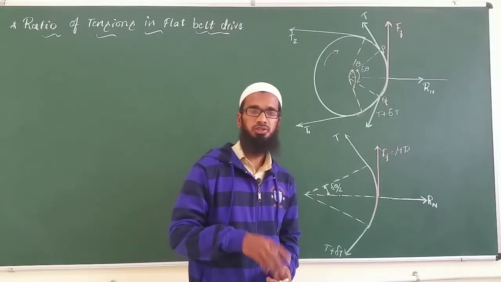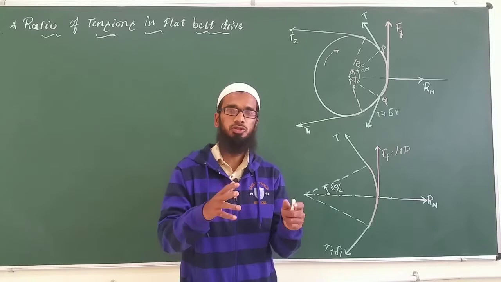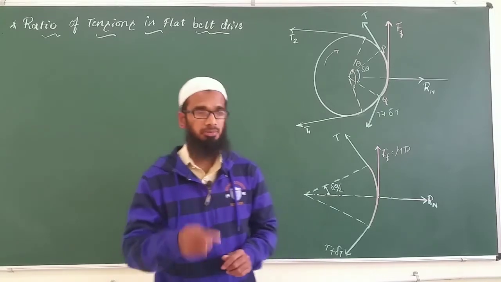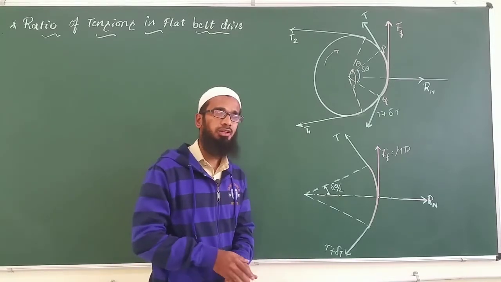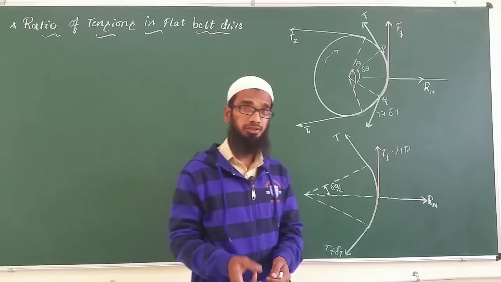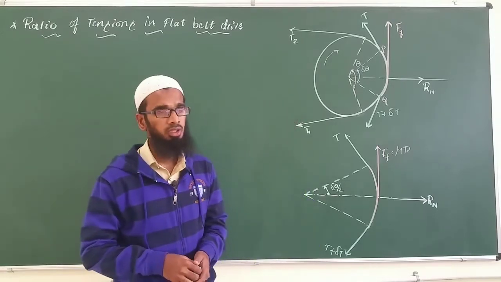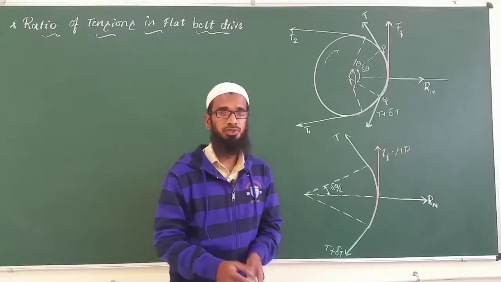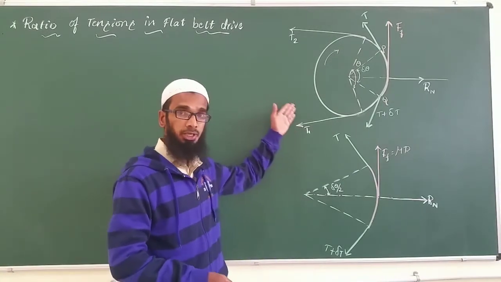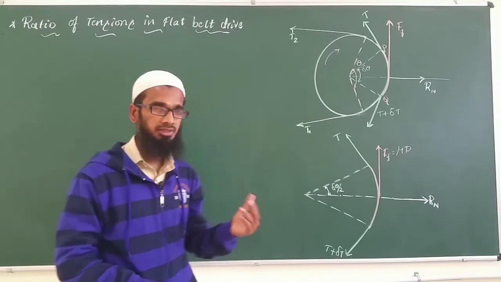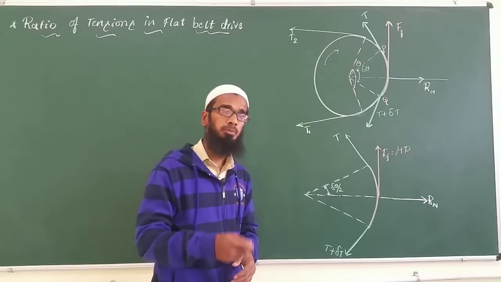Hello friends, welcome back to Mr. Math Academy. In this video we derive an equation for the ratio of tensions in the belt for a flat belt drive. In the previous video we derived the equation for the length of the belt for the open belt drive condition as well as the cross belt drive condition. Now we move on to the ratio of the tensions T1 and T2, the tight side tension and the slack side tension, when we are considering the belt drive.